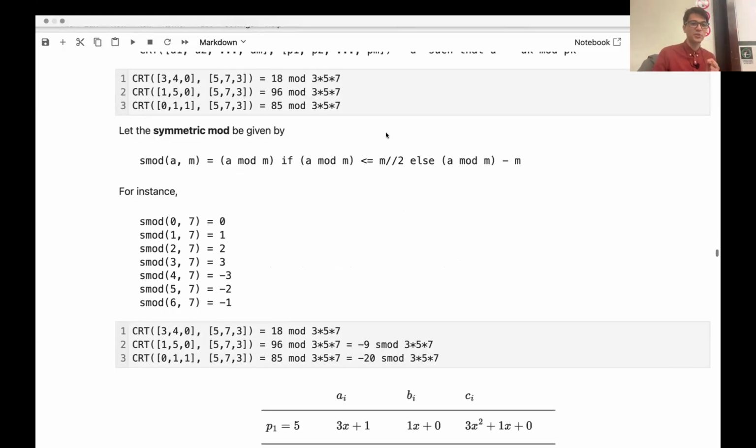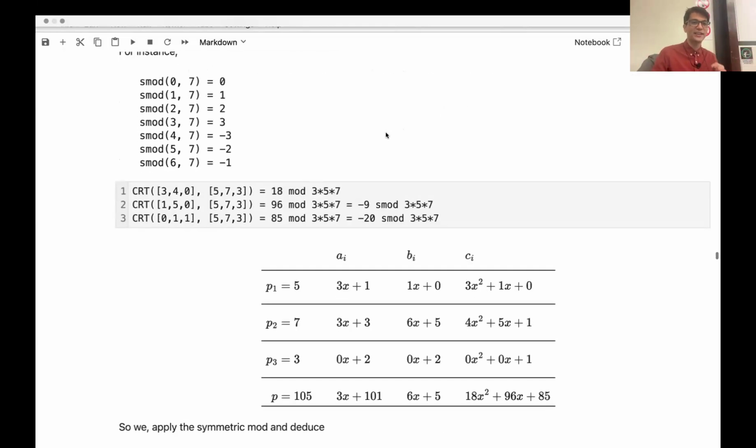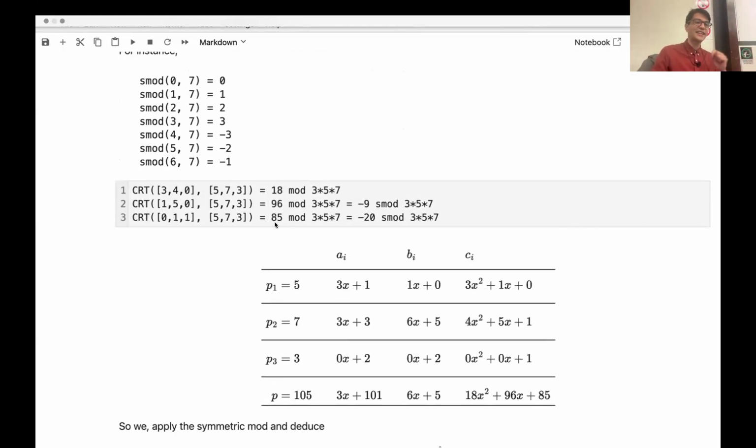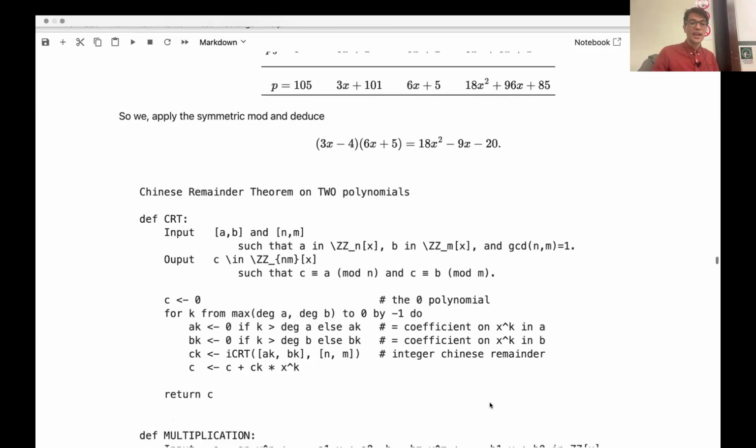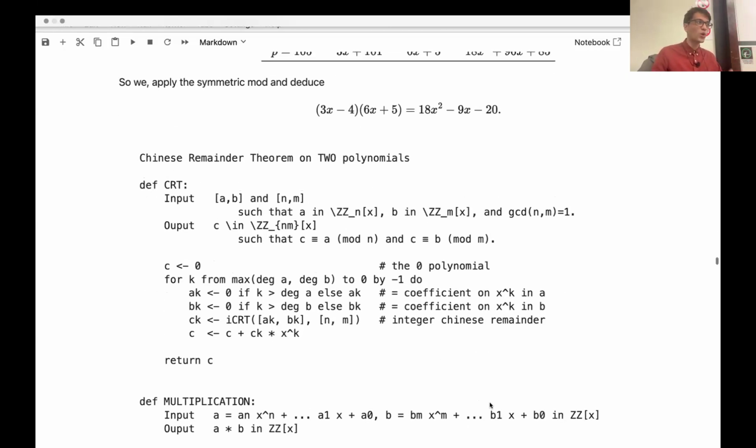Right? So if we use the symmetric mod instead of the mod, then instead of getting 18, 96, and 85, we're going to get out 18, minus 9, and minus 20. Right? These are the same numbers. We're just having a different canonical representation for that equivalence class. So then in the end, we get that 3x minus 4 times 6x plus 5 is 18x squared minus 9x minus 20. And then here is pseudocode for doing it.